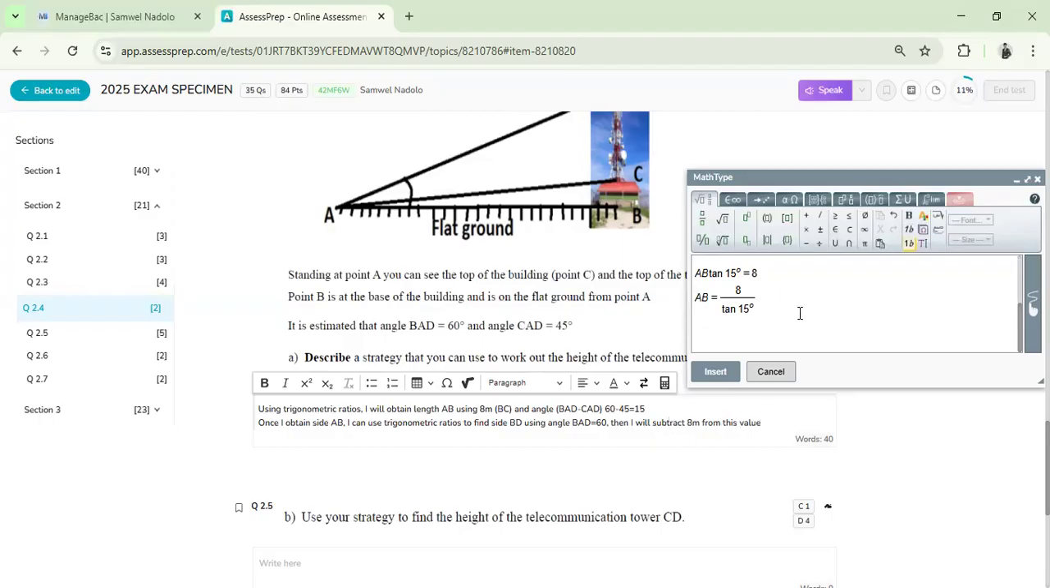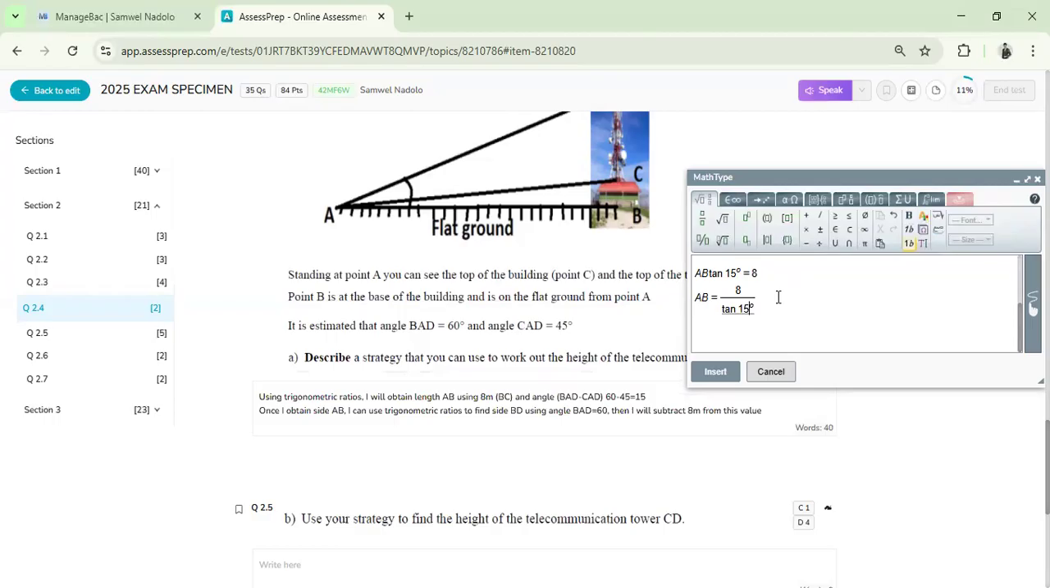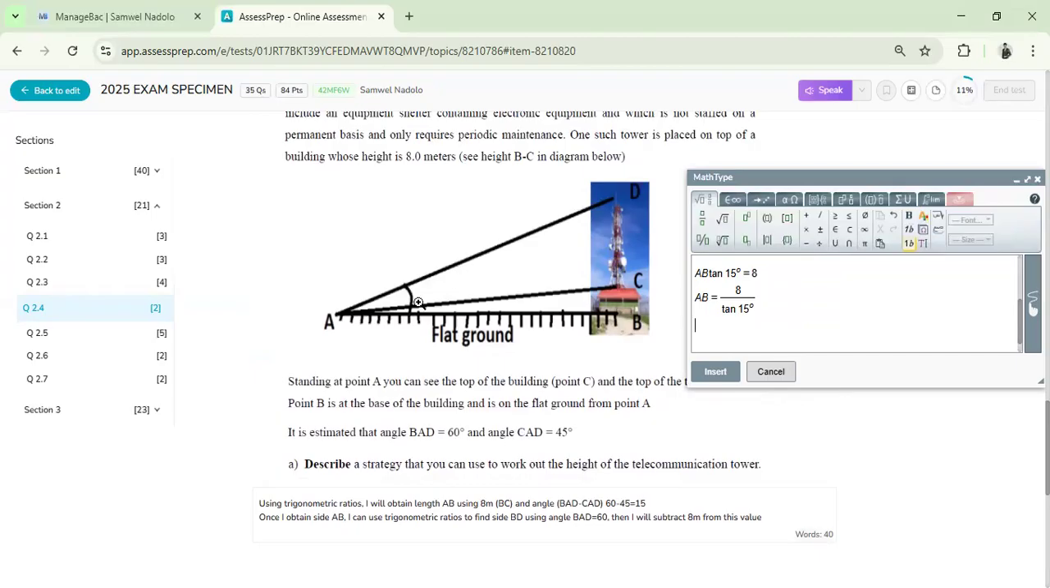So we are still continuing. We are supposed to get BD, and how will we get BD? You'll see this angle here, angle A. BD is the side which is opposite to it, and AB is the side which is adjacent to it. So we can use tan, and you can say tan 60 degrees is given by opposite, which is BD, divided by adjacent, which is AB.